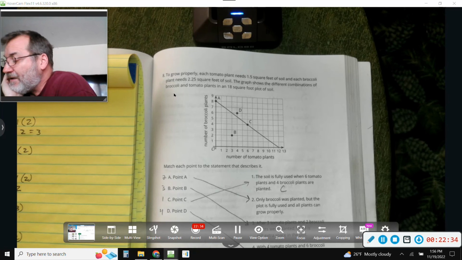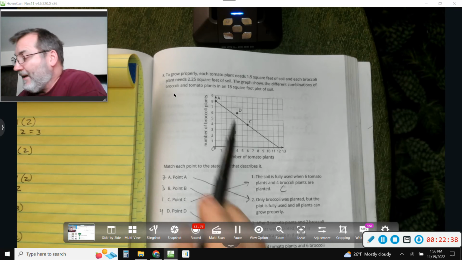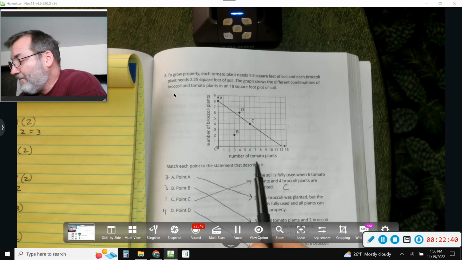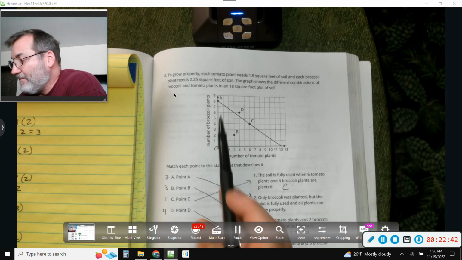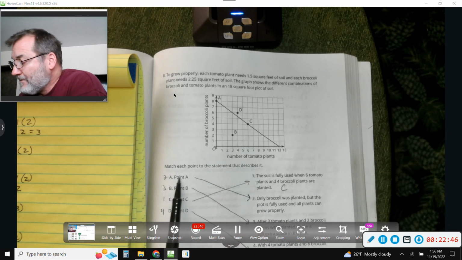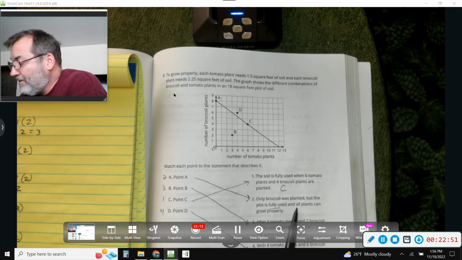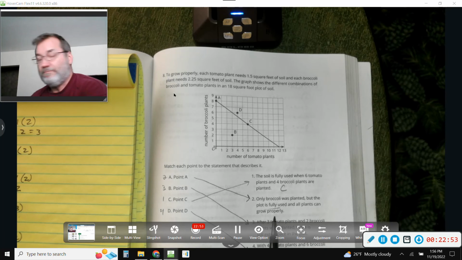So match each point to a statement it describes. So point A, which is right here, what do you got? You have no tomato plants, and you have 8 total broccoli plants. Right? So point A goes on here. Only broccoli was planted, but the plot is fully used and the plants can grow properly. Yeah, I'll buy that.